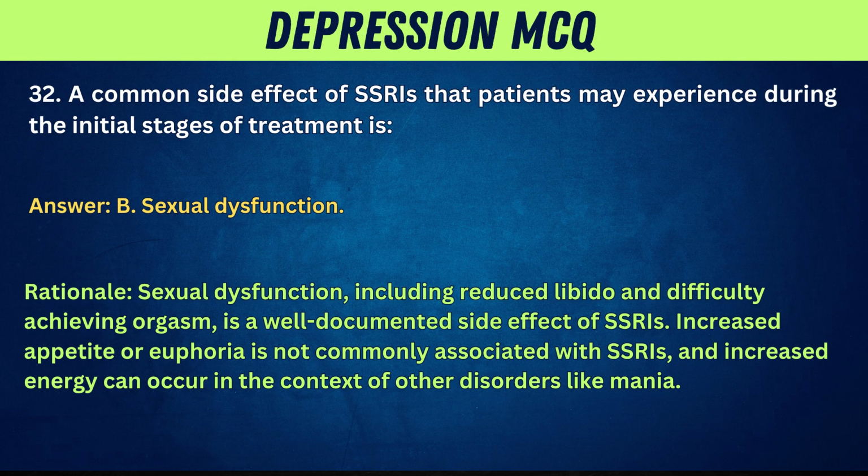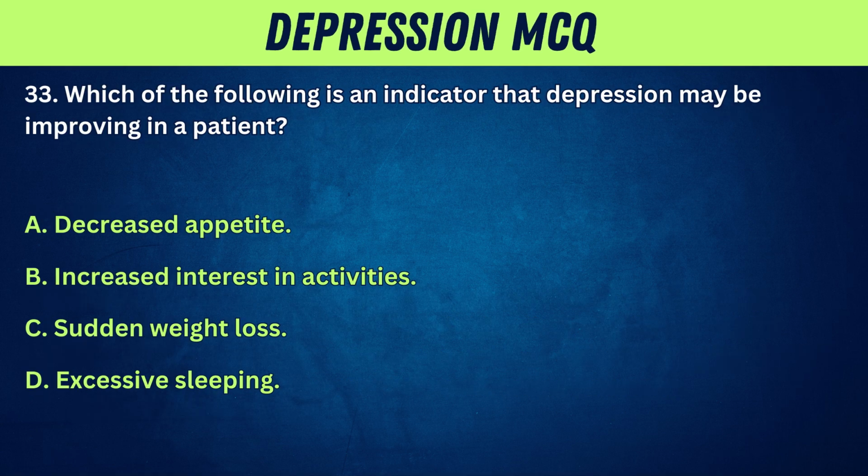Answer: B. Sexual dysfunction. Rationale: Sexual dysfunction, including reduced libido and difficulty achieving orgasm, is a well-documented side effect of SSRIs. Increased appetite or euphoria is not commonly associated with SSRIs, and increased energy can occur in the context of other disorders like mania.